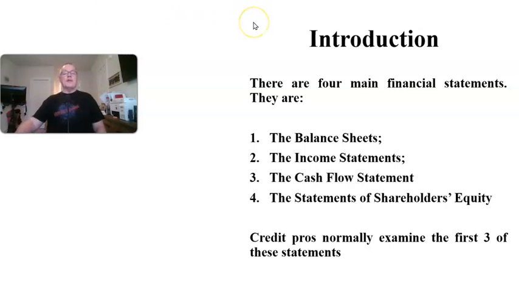Okay, let's jump in with an introduction. There are four main types of financial statements: balance sheets, income statements, statement of cash flows, and statement of shareholders' equity. Credit pros typically look at the first three: the balance sheet, the income statement, and the statement of cash flows.